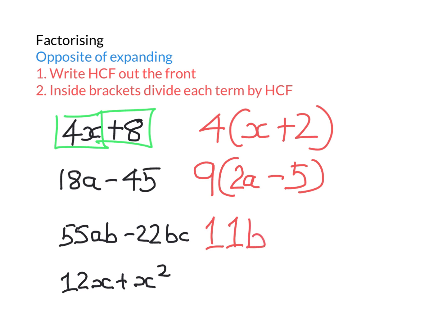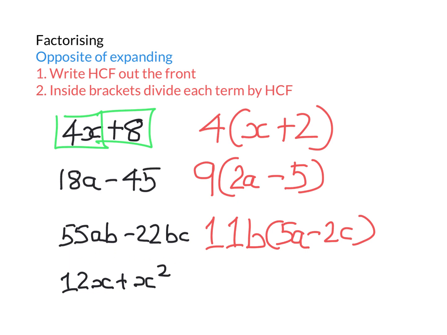Sometimes the highest common factor will just be a number. Sometimes it will be a number and a pronumeral. Okay, we've got the highest common factor out the front. What do I times by 11b to get 55ab? Well, you need to times by 5 to get the 55, and you also need an a to make it ab. What do you times by 11b to get negative 22bc? Well, you need to times by a negative 2 to get negative 22. Then you also need a c. So if you expand this, you would get that.